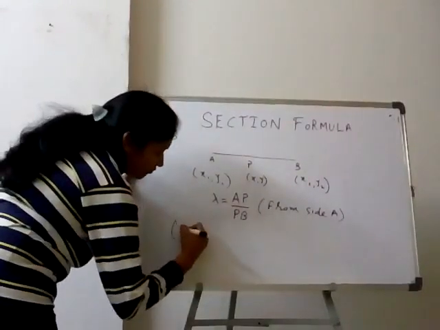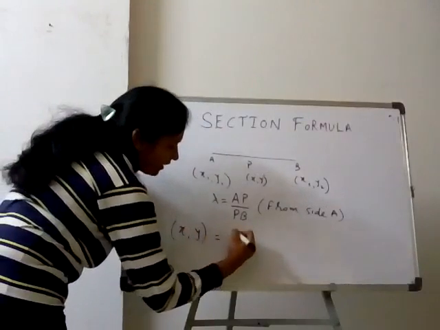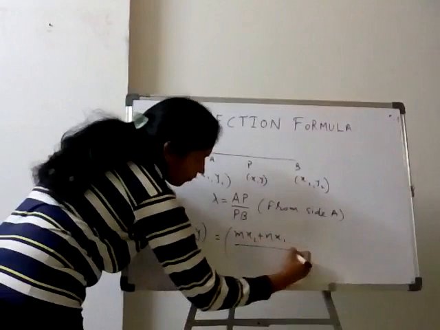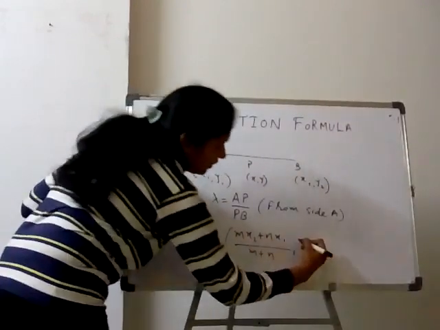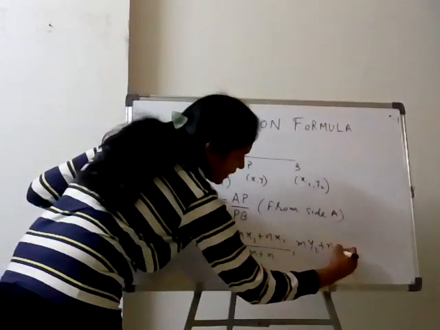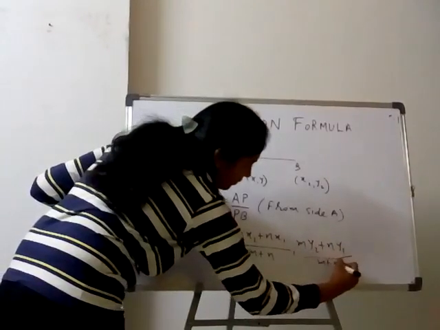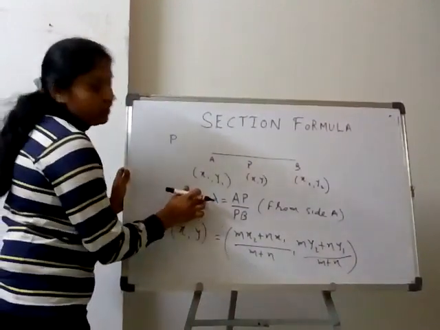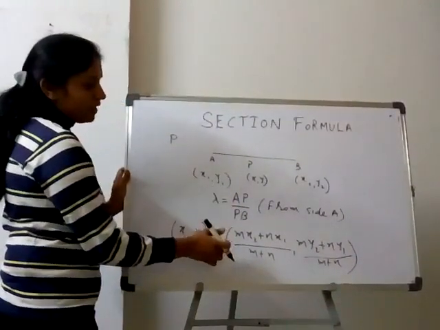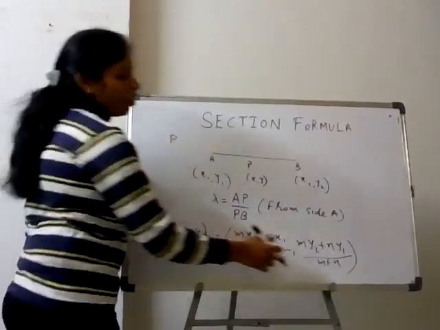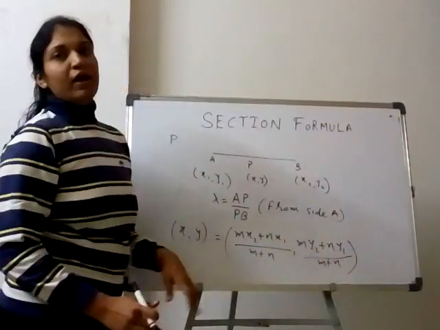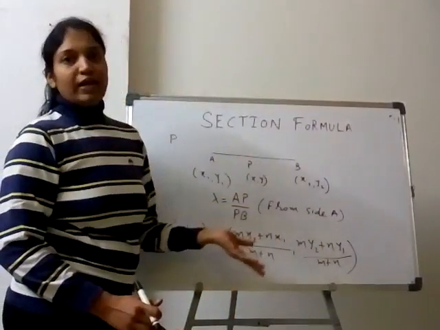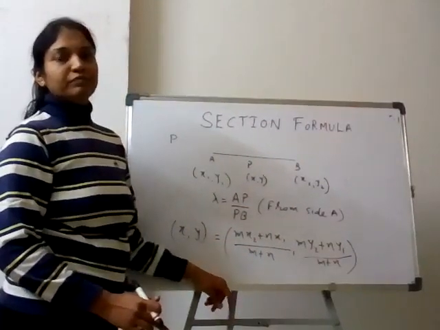Okay, now what is the section formula? You all know x comma y is equal to mx2 plus nx1 upon m plus n, and my2 plus ny1 upon m plus n. But there is another formula with lambda, that you know: lambda x2 plus x1 upon lambda plus 1, comma lambda y2 plus y1 upon lambda plus 1.